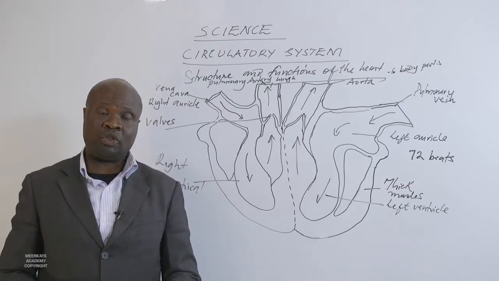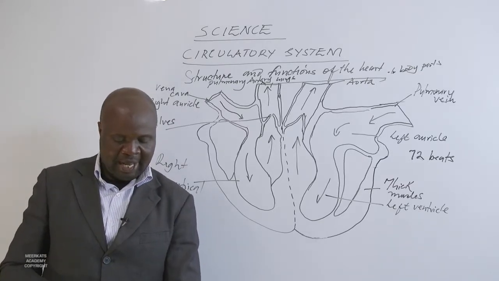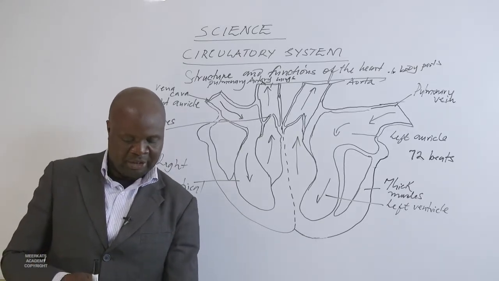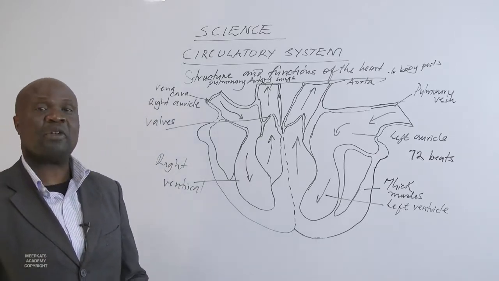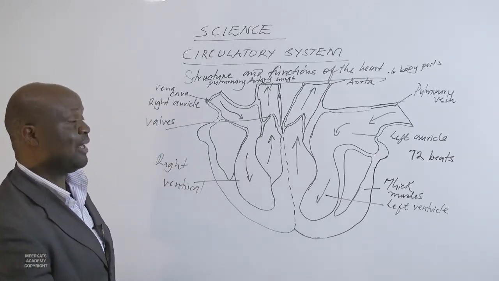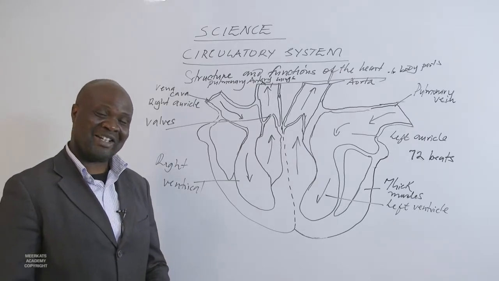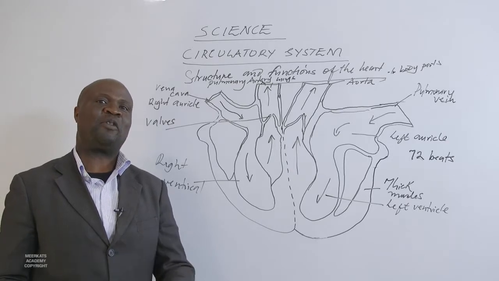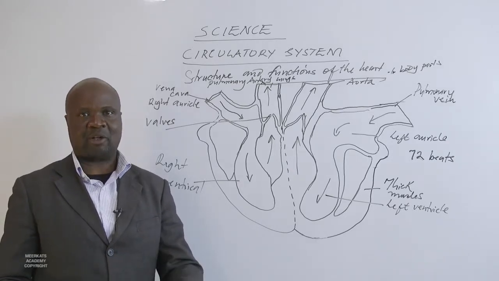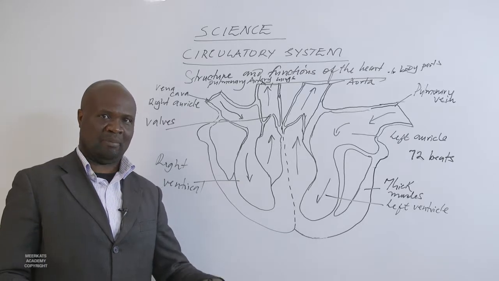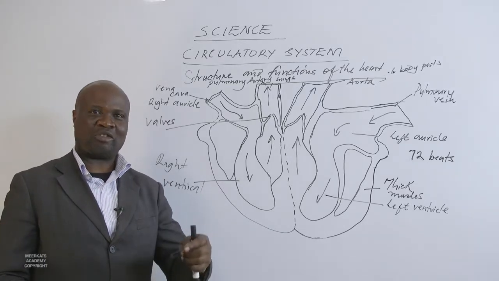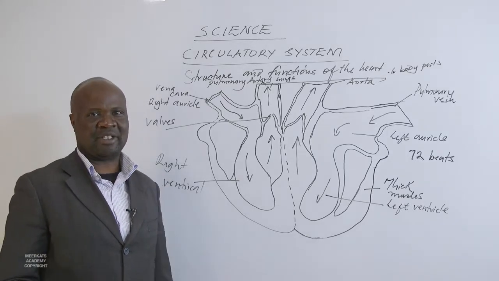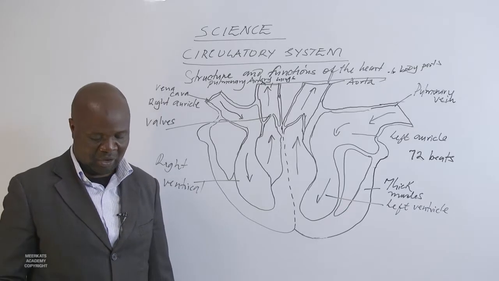And a caution to note, note the following: lungs are not part of the circulatory system, but only support the system by purifying the blood. We are saying the lungs are not part of the circulatory system, but they only support the circulatory system by purifying blood, by assisting in the removal of carbon dioxide from the blood and adding oxygen in the blood so that oxygen can go and perform different activities within the body of that living organism.